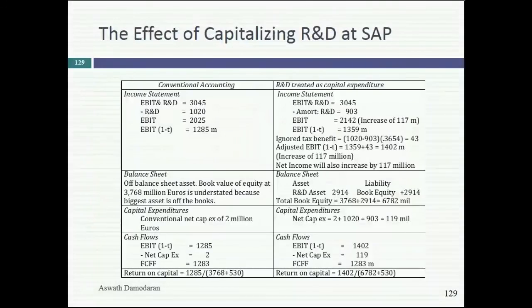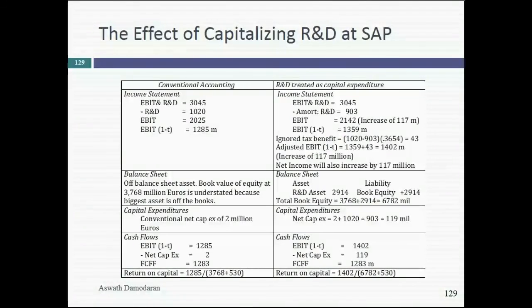So I'm going to close with a page that looks just like the GAAP page so you can see the effects of capitalizing R&D. So what you see again in the first column is what my numbers look like for SAP with conventional accounting. What you see in the second column is what those numbers will look like if R&D were capitalized. So let me again start with the good news. The good news is when I capitalize R&D for SAP, the earnings go up. Why? Because I add back the R&D expense now and I subtract out the depreciation. It increases by about $117 million.